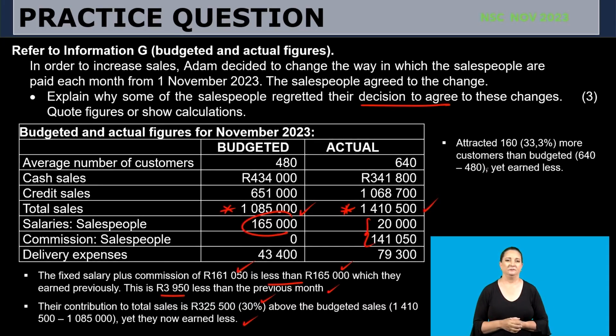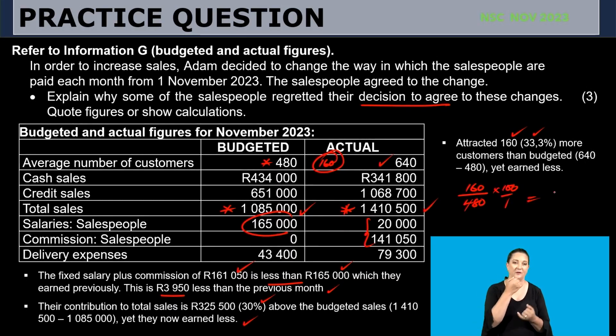And then they attracted 160 more customers. You can see here there were on average 480 customers, but now it's 640. So the difference here is 160 new customers, which is 33.3%. How do you get that? You simply say 160 divided by 480, multiply by 100 over 1. That gives you 33.3%. So there is 33.3% more customers than the budgeted.